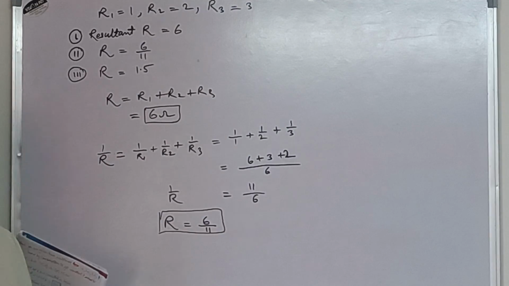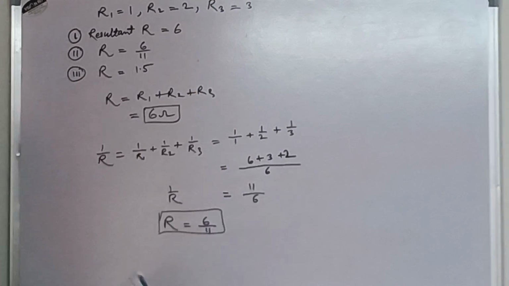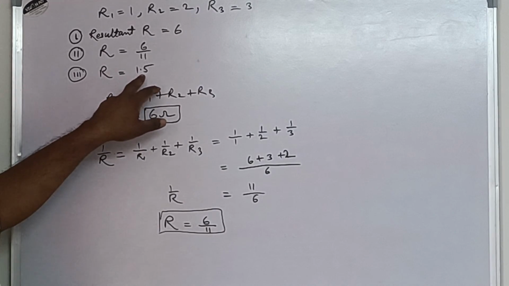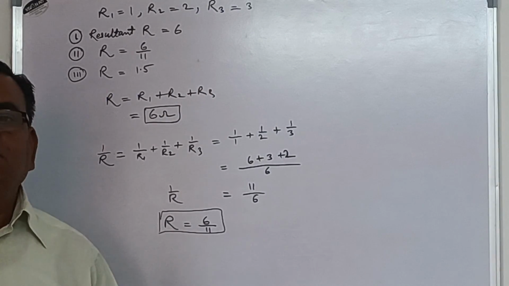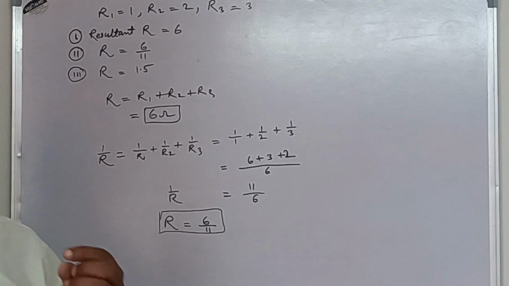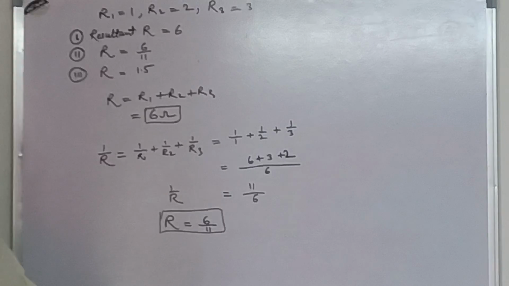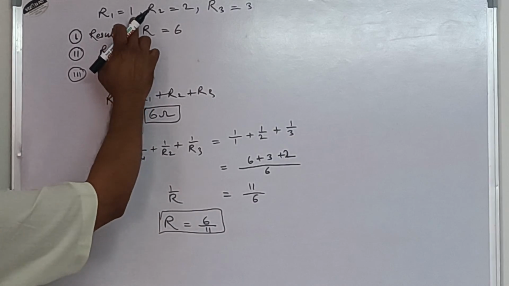Very simple. Now for third combination, now you use your general knowledge. It is half. It is 3. When two equal resistances, 3 ohm ke do resistance hai. If you have two resistances of 3 ohms, you will connect in parallel, the resultant will be half, that is 1.5 ohm. So this combination suits well.